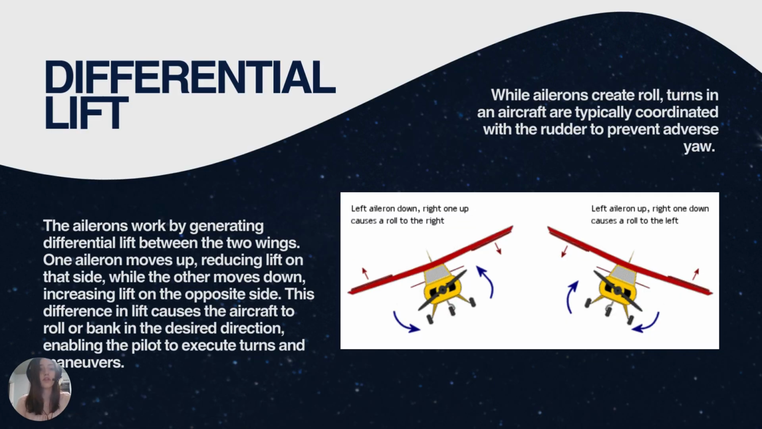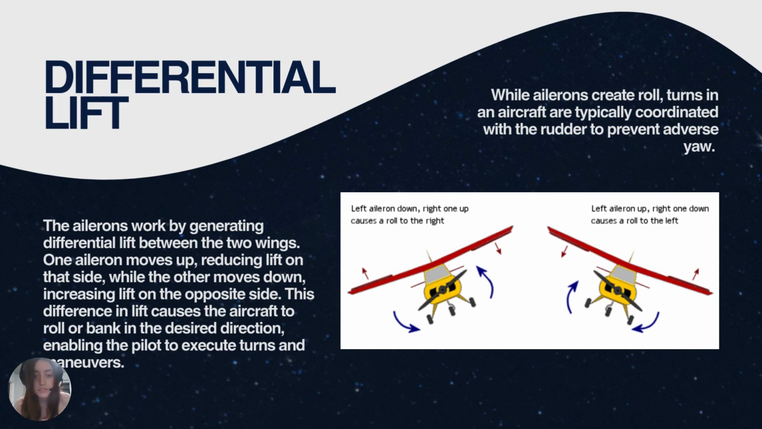So, how does the differential lift work? The ailerons work by generating differential lift between the two wings. When one aileron moves up, it reduces the lift on that side, while the other one moves down, which increases the lift on the opposite side. And this difference in lift, which is called the differential lift, is the one that causes the aircraft to roll or to bank to the desired direction, which enables the pilot to execute turns and maneuvers.